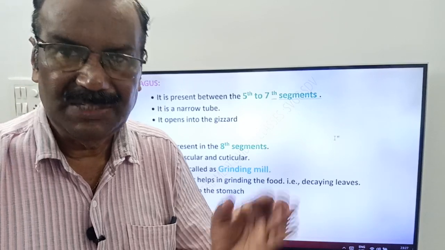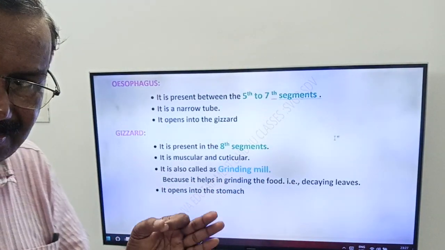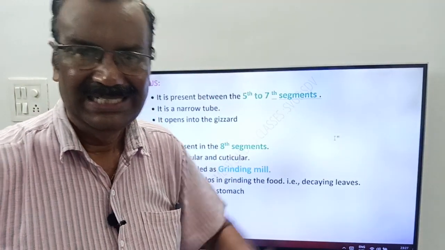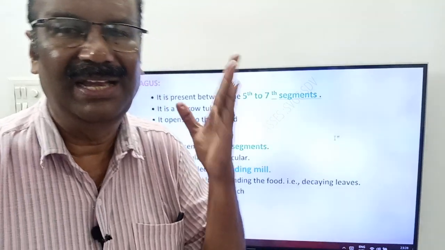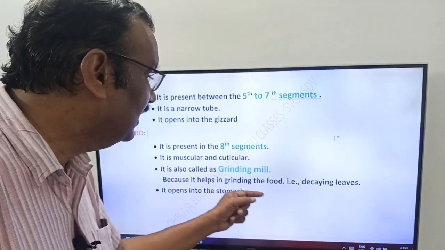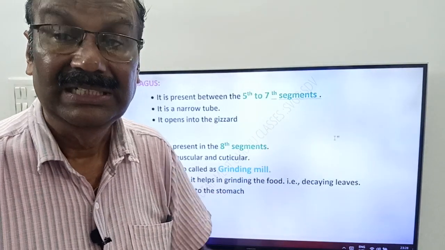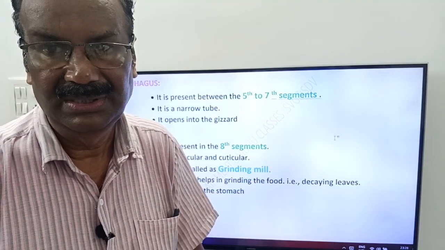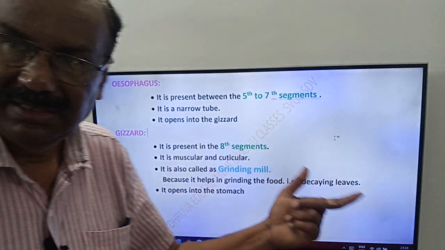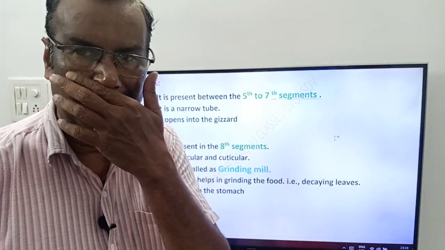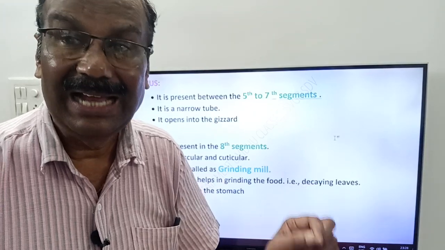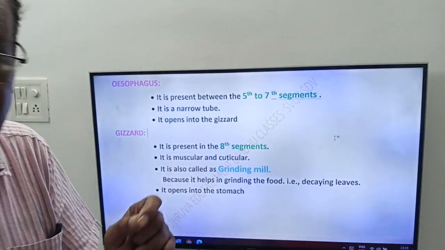In which segment is it present, friends? 8th segment. It is a muscular and cuticular structure. It is also called grinding mill. See friends, why are we calling it grinding mill? Because it helps in grinding the food. You know what is the food of earthworm, friends? Decaying leaves, organic matter and soil. So gizzard is also called grinding mill.